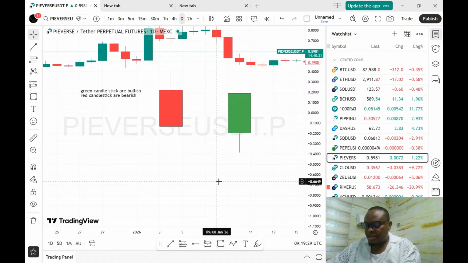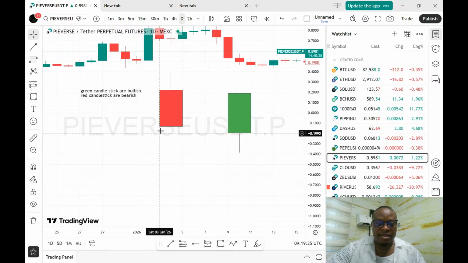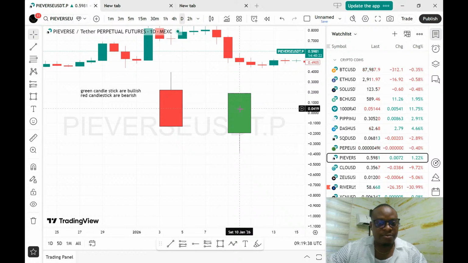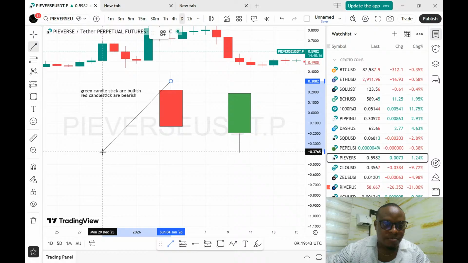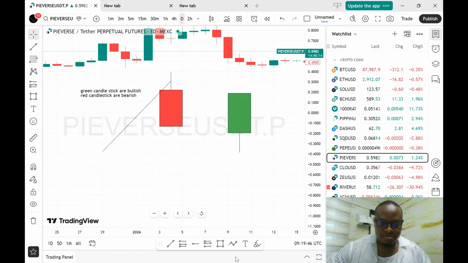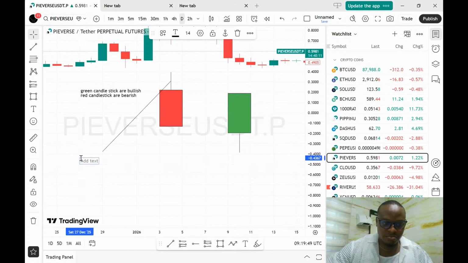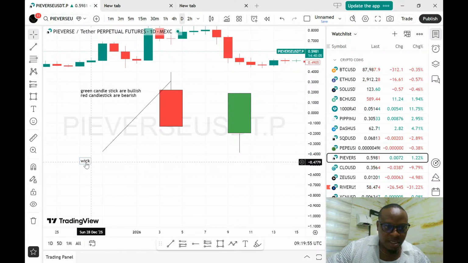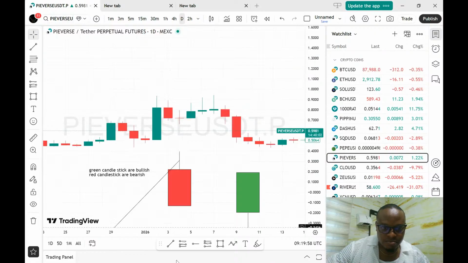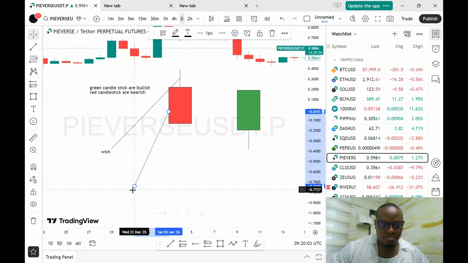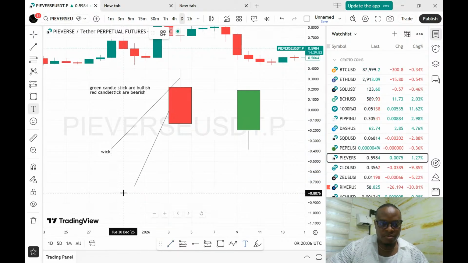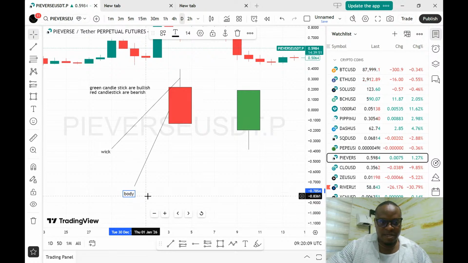Now the place I labeled red is the body, and the place I labeled green is the body. Why this is the wick? Let's call the wick. This is the wick. This is the body. This is the body of the candle.